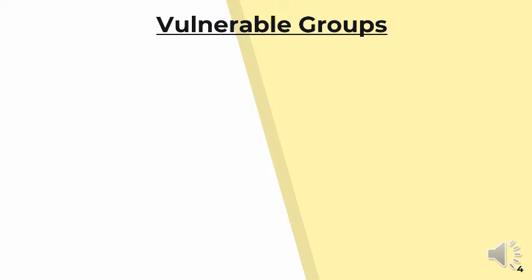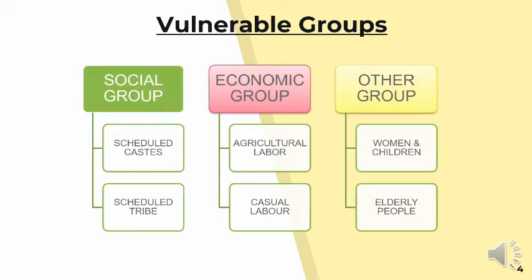Vulnerable groups. The people below poverty line is not same for all social groups and economic categories in India. Social groups which are most vulnerable to poverty are scheduled caste and scheduled tribes. Among the economic groups, the most vulnerable groups are the rural agricultural labor and the casual labor. Another category, which includes women, elderly people, and children, are systematically denied equal access to resources available to the family.